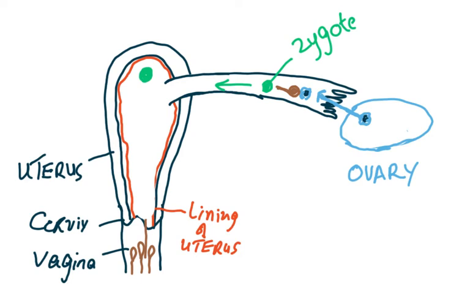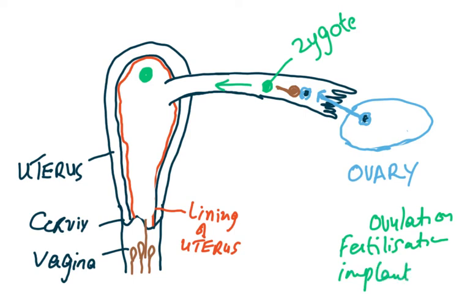So look at the first thing. The first thing we said was ovulation. Then we said fertilization. And then we are saying implantation. So ovulation, fertilization, and then implantation. And implantation means it comes and embeds in this lining of the uterus, where it is going to then start to grow. So again, I'm going to recap.